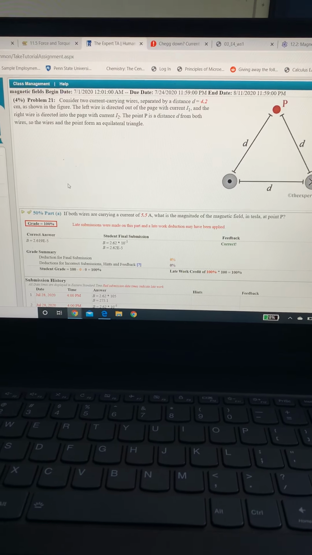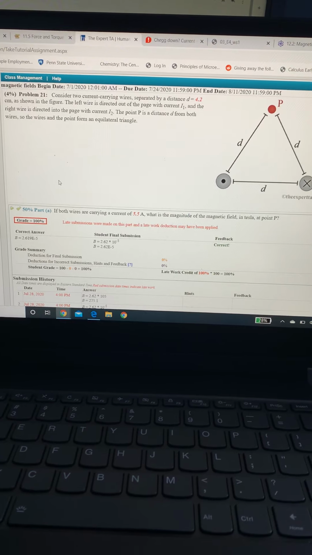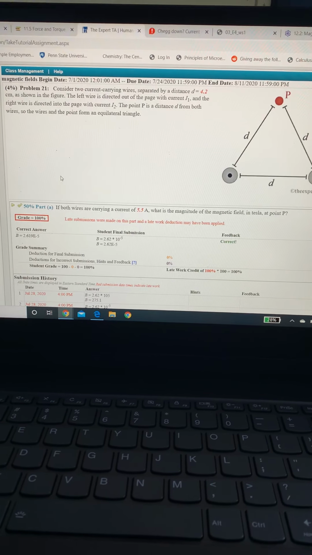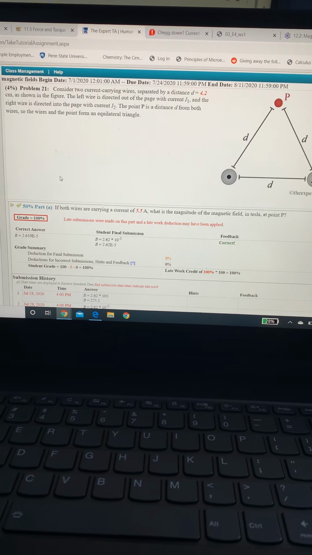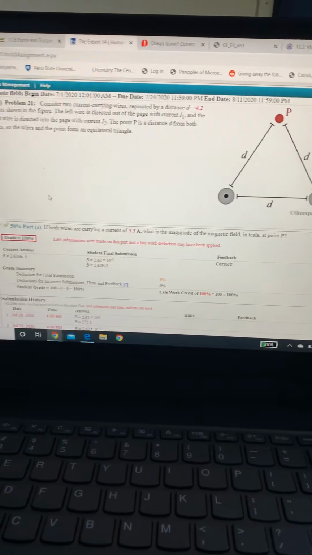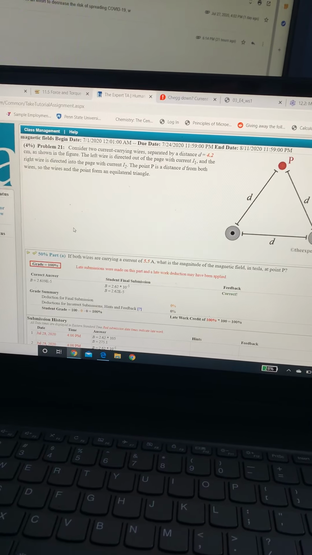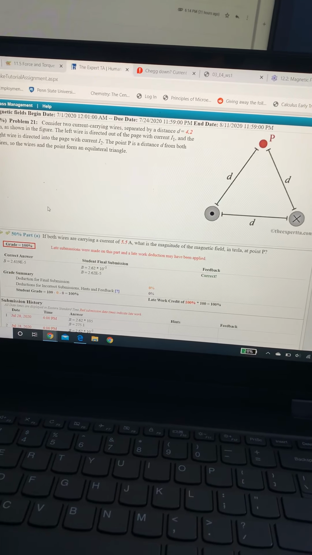All right, so this is problem 21, the magnetic fields. The question is asking, consider two current carrying wires separated by a distance of 4.2 centimeters as shown in the figure above. The left wire is directed out of the page, and the right wire is directed into the page, with the current I2.